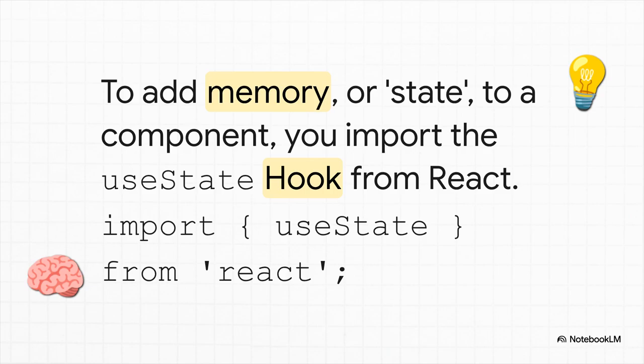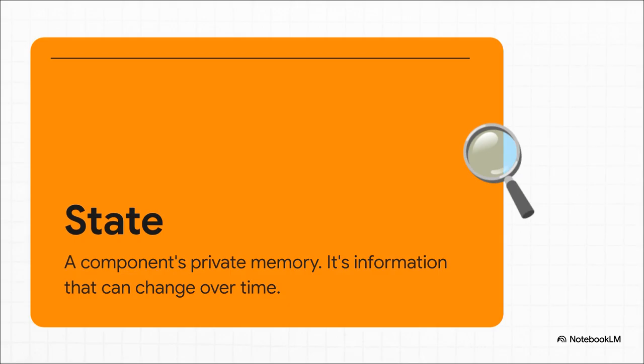The answer is a special function from React called a hook, specifically the useState hook. By importing this one function, you give your component a superpower, the power of memory. And we call this memory state. State is just a component's private information that can change over time, like a click counter or the text in an input field. And the key word there is private. This memory is completely private to its own component.